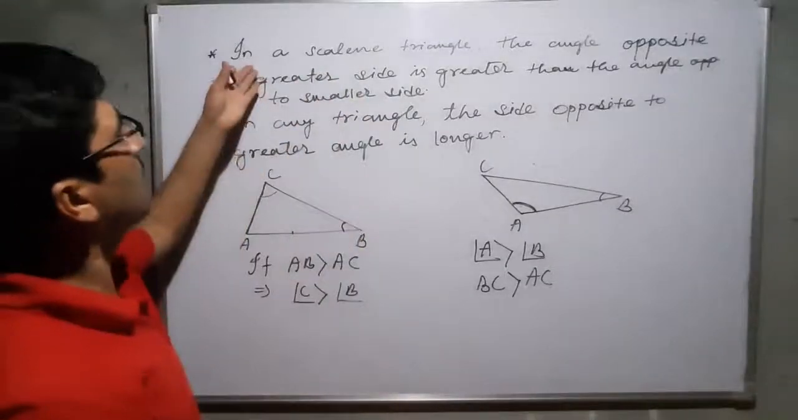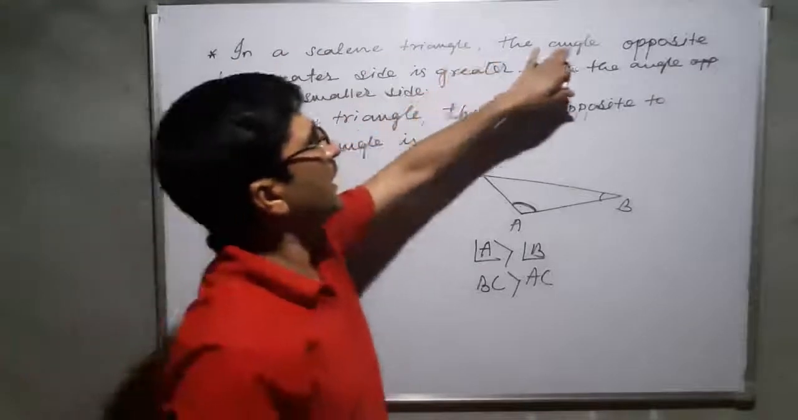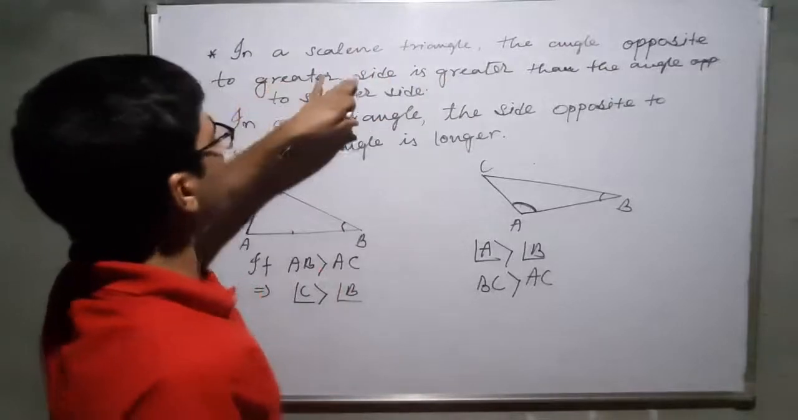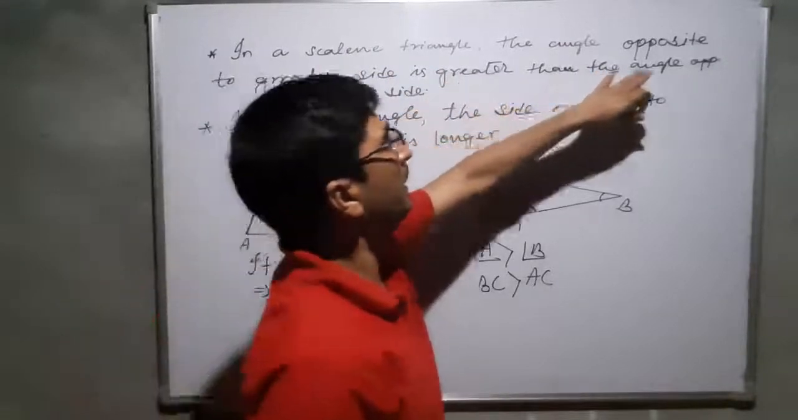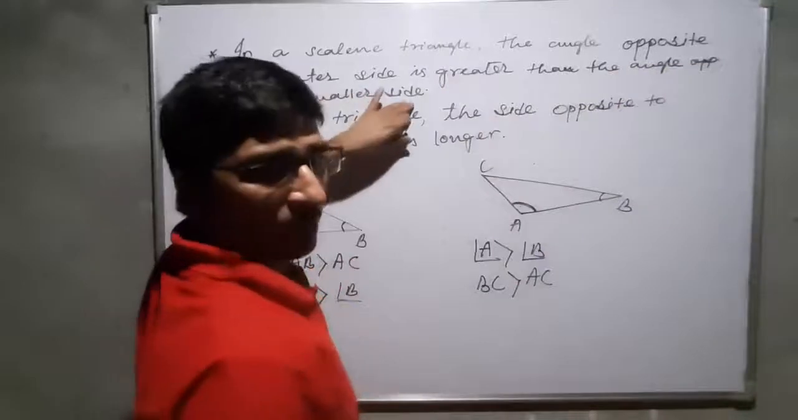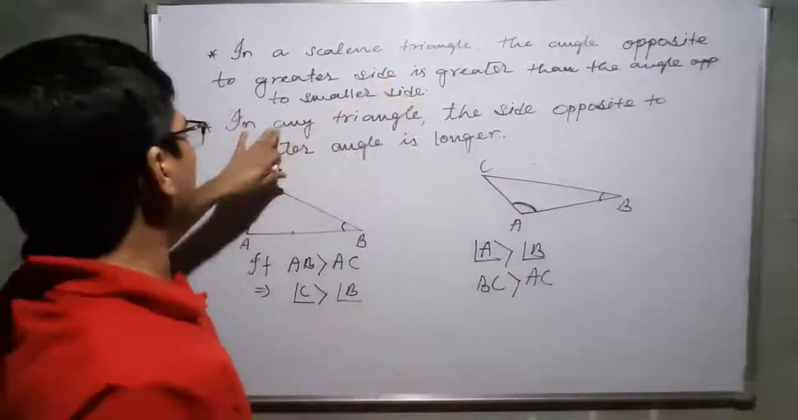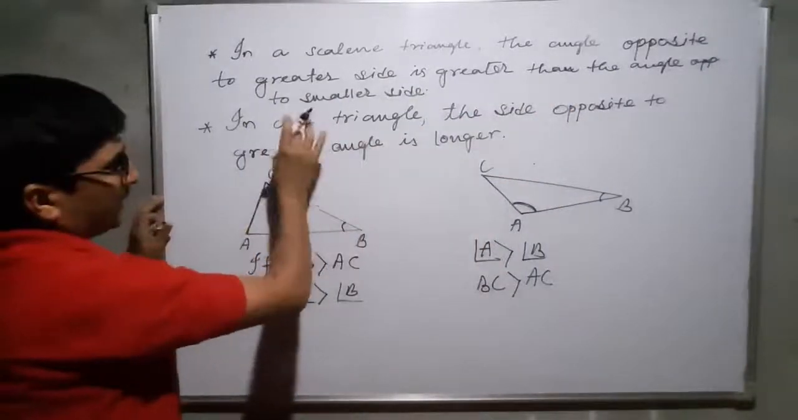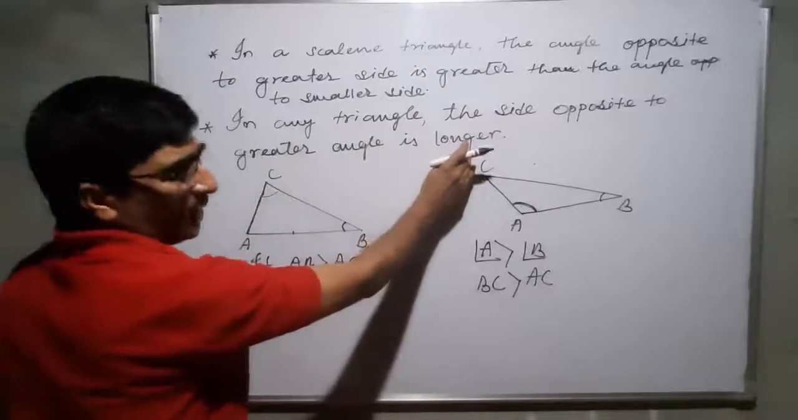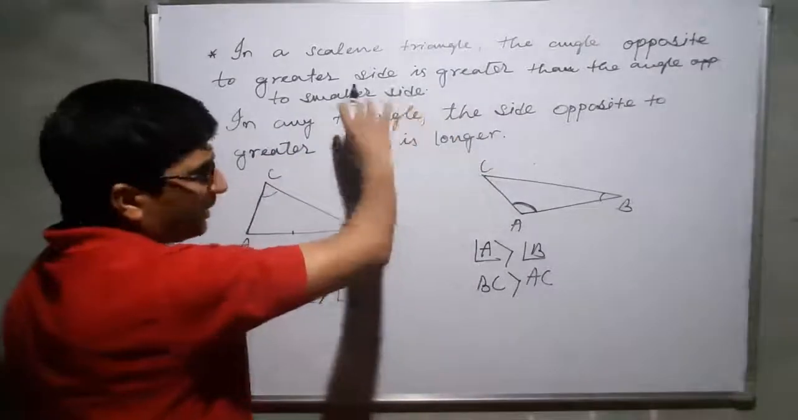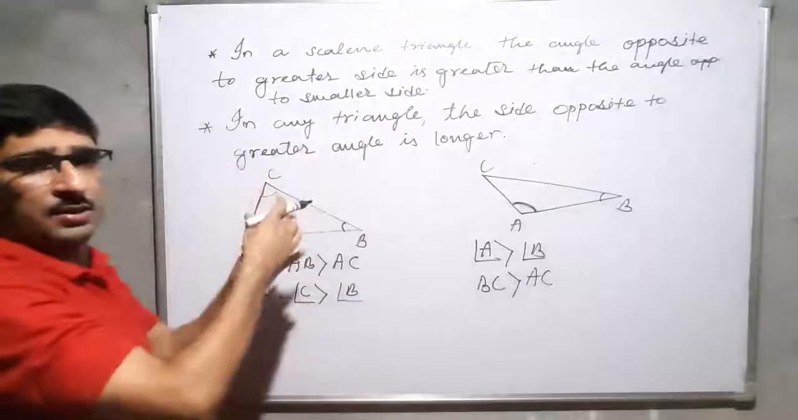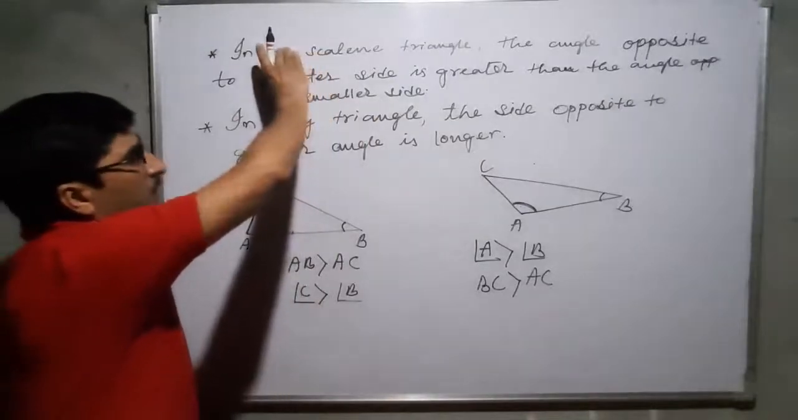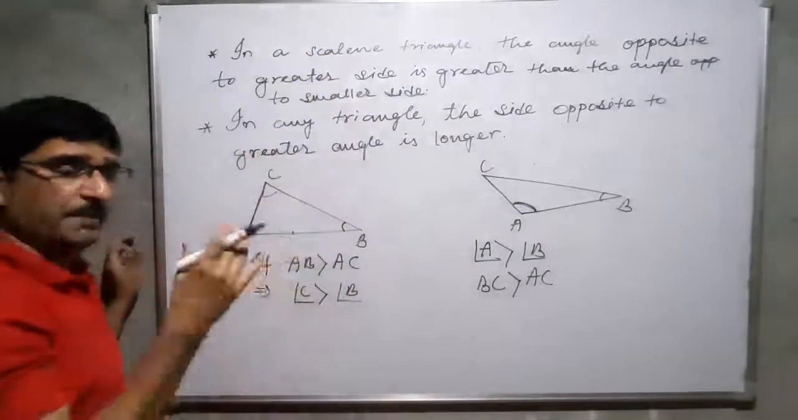One type I have written here: the angle opposite to the greater side is greater. Instead of that, the angle opposite to the smaller side is smaller than the angle opposite to the greater side. That way also you can say it; it gives the same meaning. Here also, in any triangle, the side opposite to the smaller angle is smaller. You can write it that way. It gives the same meaning. They are not different, they are not converses. There are two statements for the same theorem, and two statements for this theorem. Two types of statements with the same meaning.